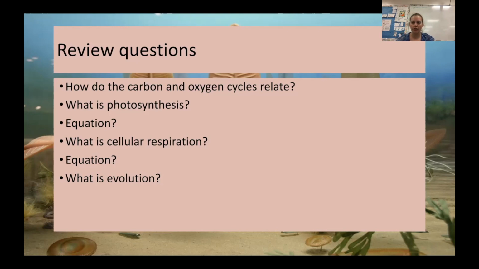Go back and review where they came from. And evolution is simply change over time. So we're going to get into this more and more throughout the week.